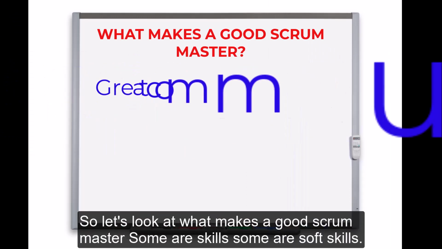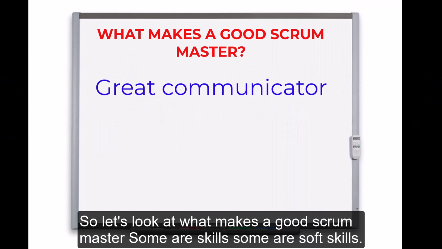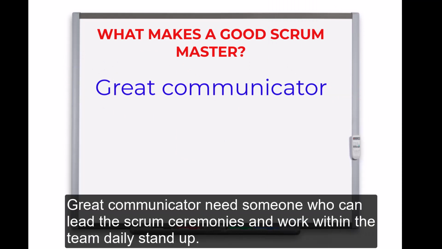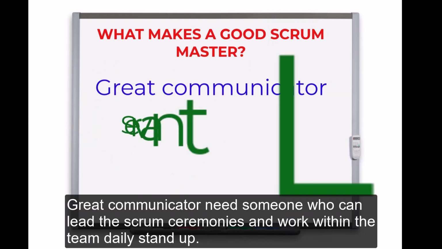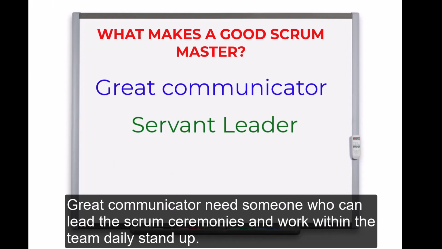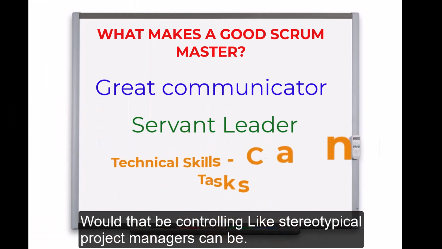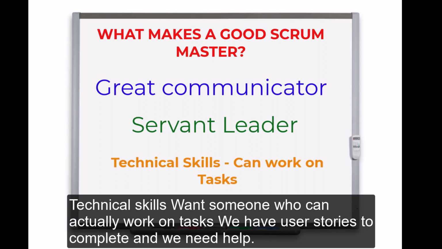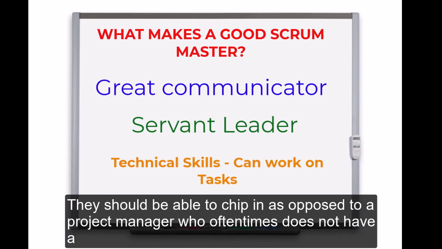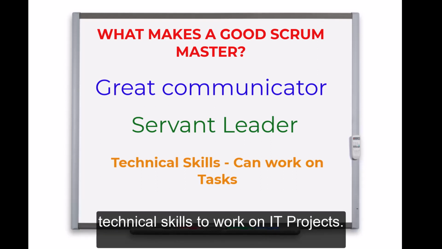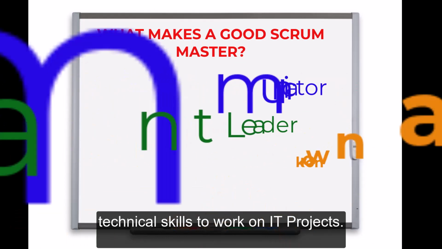So let's look at what makes a good Scrum Master. Some are technical skills, some are soft skills. Great communicator. Need someone who can lead the Scrum ceremonies and work with the team, daily stand-up. A servant leader, and this comes down to soft skills, someone who can lead without being bossy, without being controlling like stereotypical project managers can be. Technical skills. We want someone who can actually work on tasks. If we have user stories to complete and we need help, they should be able to chip in, as opposed to a project manager who oftentimes does not have the technical skills to work on IT projects.